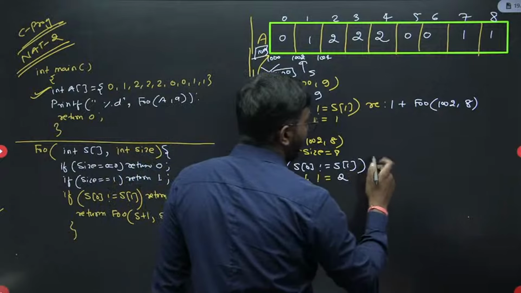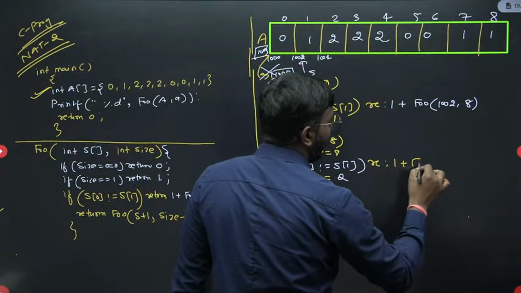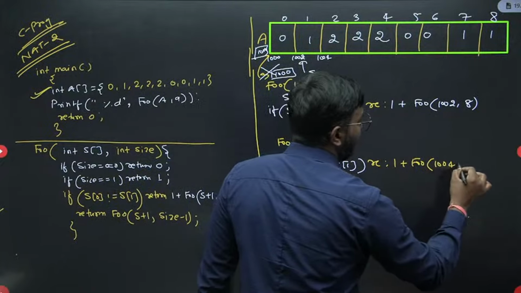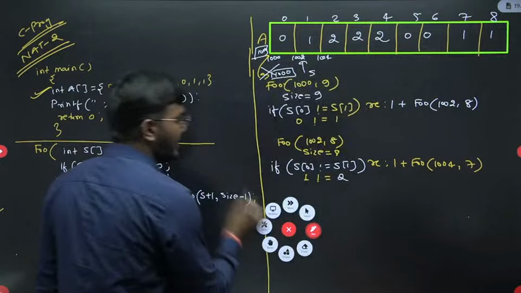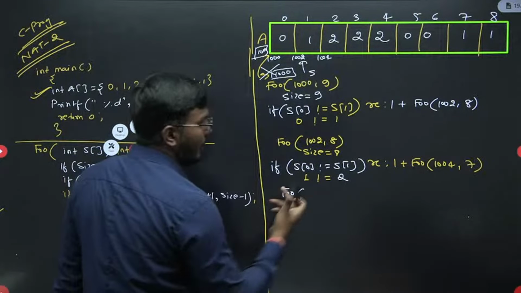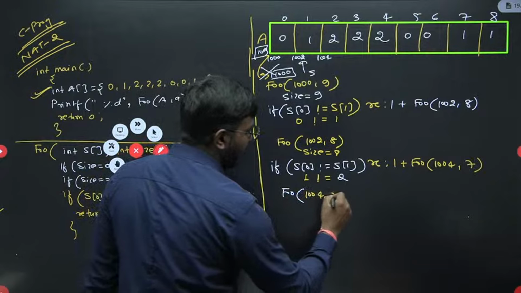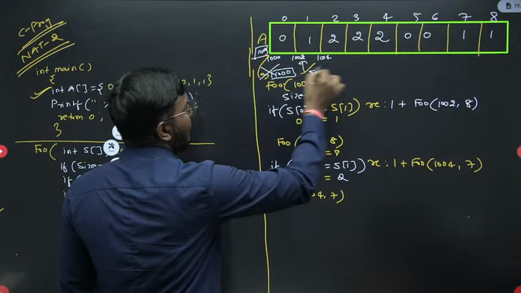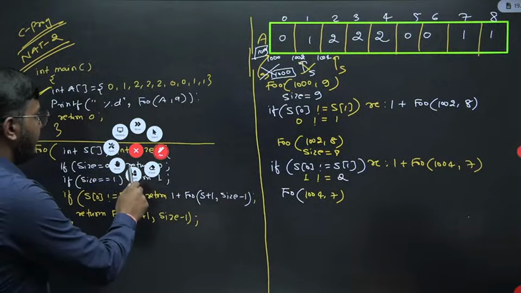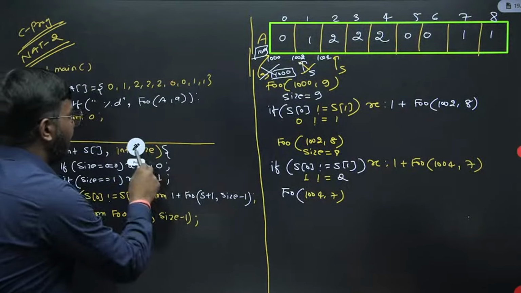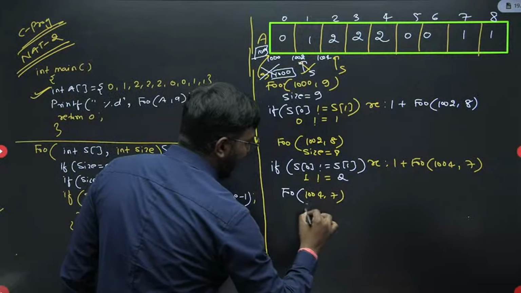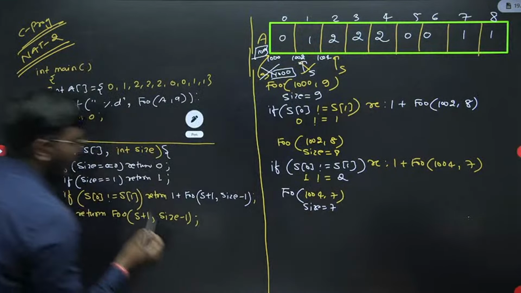Return the value 1 plus foo of S plus 1, which is nothing but 1004 here. So 1004 comma 7. Understood? Again we'll call foo. So foo of 1004 comma 7. Again, now S will point to this location, 1004. Getting my point? So what will happen here? Now S is pointing to 1004. What is the size? Size is 7. Both conditions are false here.